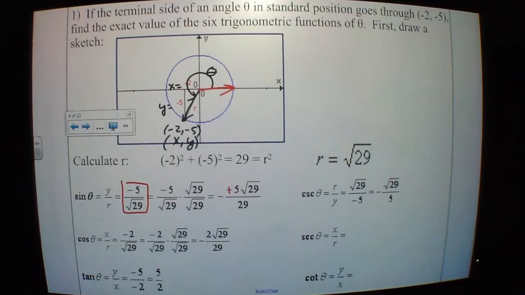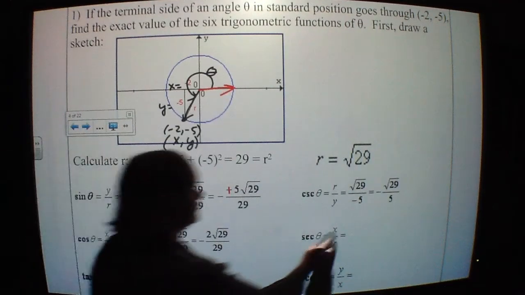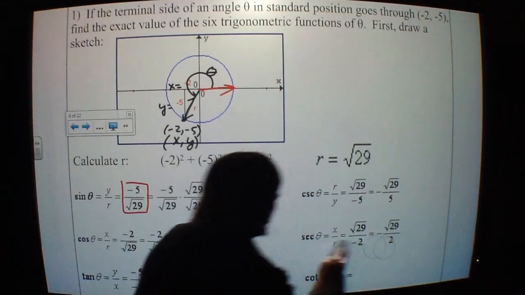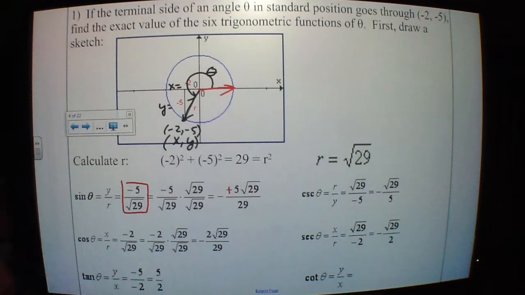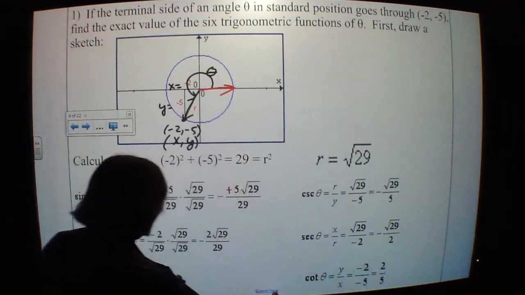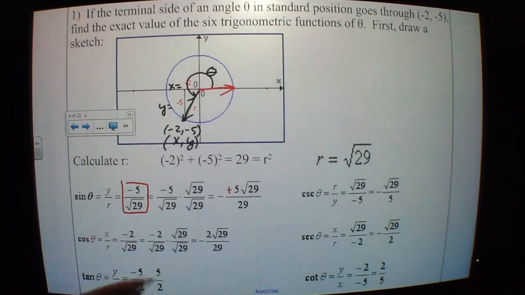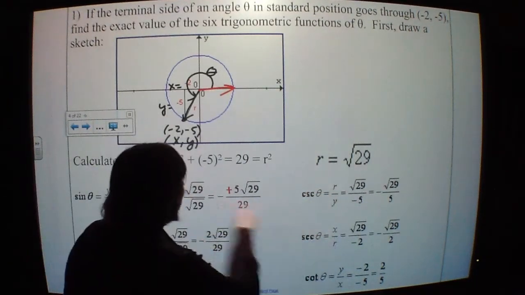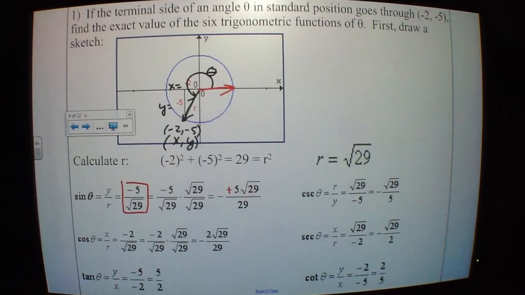And it's negative radical 29 over 2. And 2 over 5. Like I said, I probably wouldn't even be plugging in the r and y since I have these right here. I just take the reciprocals.